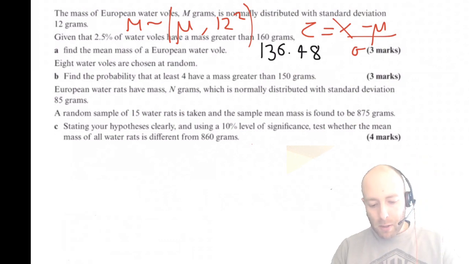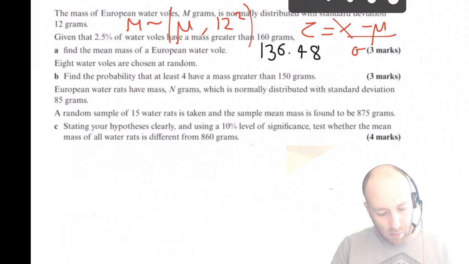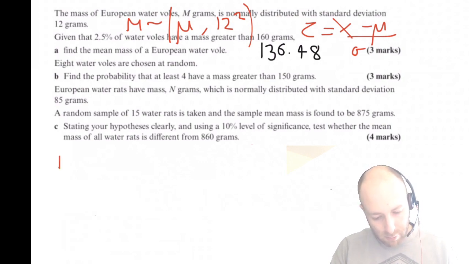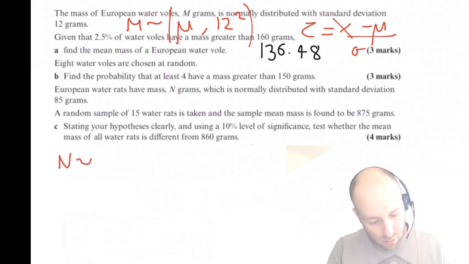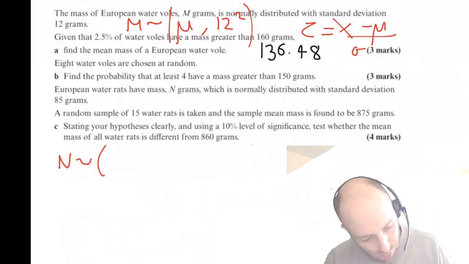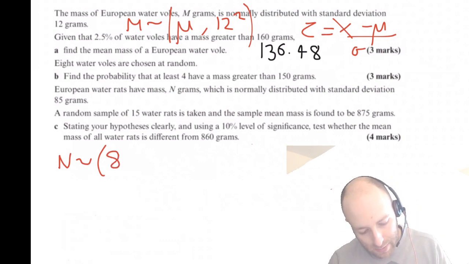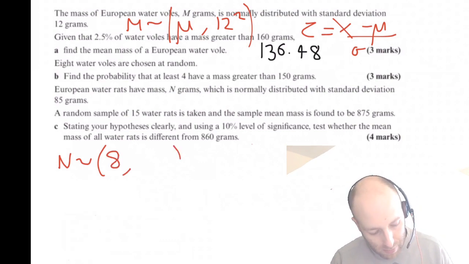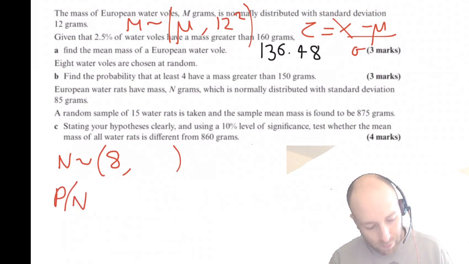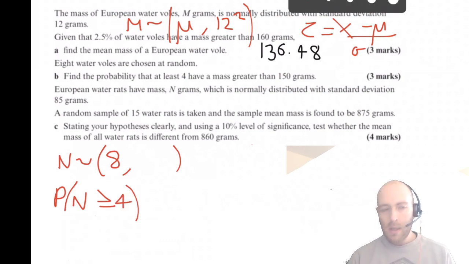Okay, part B then, binomial distribution. So 8 voles are chosen at random. So we're trying to find the number of voles that have a mass greater than 150. So we want our number is going to be 4. Oh, sorry, 8 is our number in the sample. The probability in the sample we don't know, and we're trying to find the probability n is greater than or equal to 4. So in order to do this, we need to find out what that probability is.